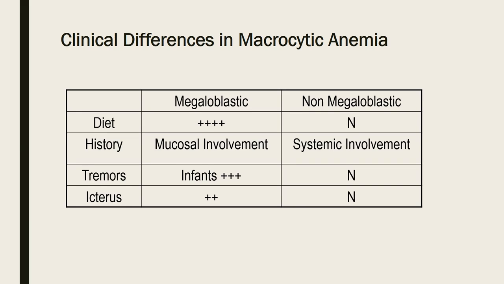If there is mucosal involvement, then think about megaloblastic. If there is systemic involvement, then think the non-megaloblastic. And if the tumors are there, then you have to suspect the NTS, nutritional tumor syndrome, or ITS, infantile tumor syndrome. And if it is not there, then other. If icterus is also present, then you have to think the megaloblastic anemia, in which the icterus is also a feature.